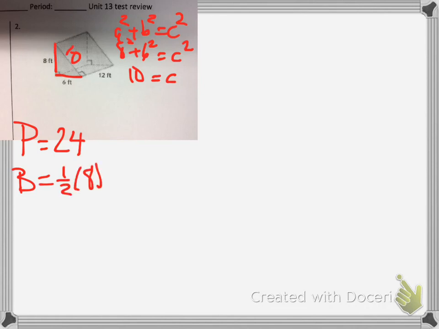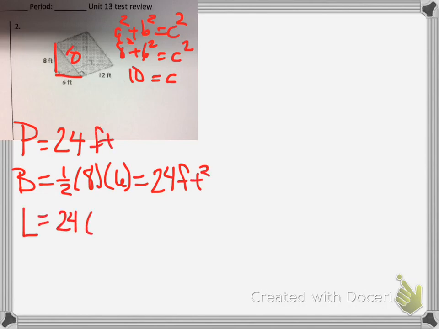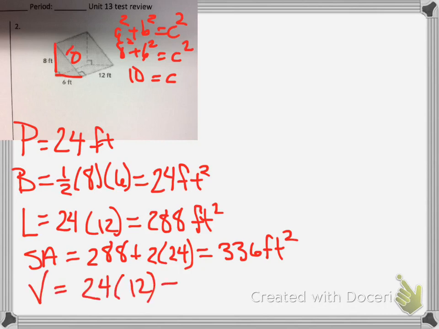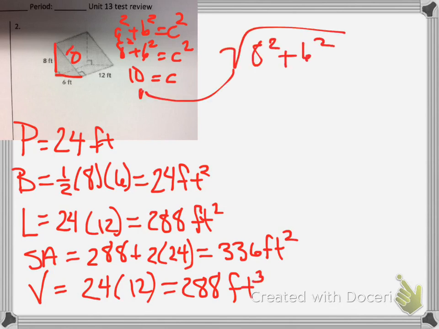And then for the area, it would be half of the base of the triangle times the height of the triangle, which would also equal 24. And then the lateral area is the perimeter times the height of the prism. The surface area is the lateral area plus twice the base. And again, both of those are 24, so it kind of made that easier. And then the volume is the area times the height. And again, just remember that on Pythagorean theorem, you always got to take a square root. That's how I got that 10. So when I said 8 squared plus 6 squared, I took the square root of that.